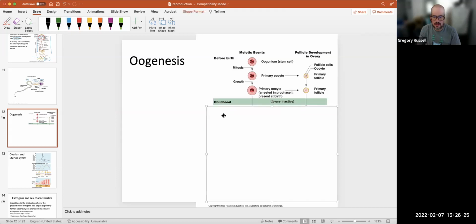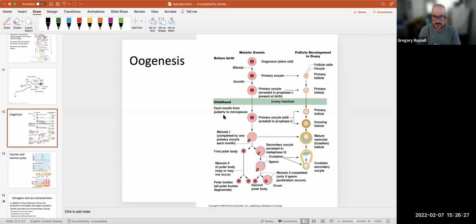Oogenesis is a little bit different. I'm actually going to do this really quickly. I'm going to let you see just about everything. Okay. Remember, spermatogenesis didn't begin until puberty. Nothing happened. Oogenesis, the production of eggs, actually begins before birth.